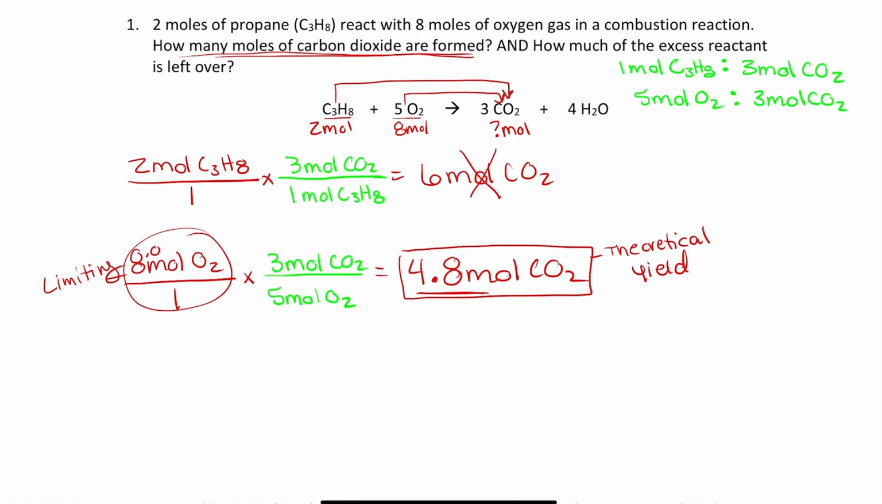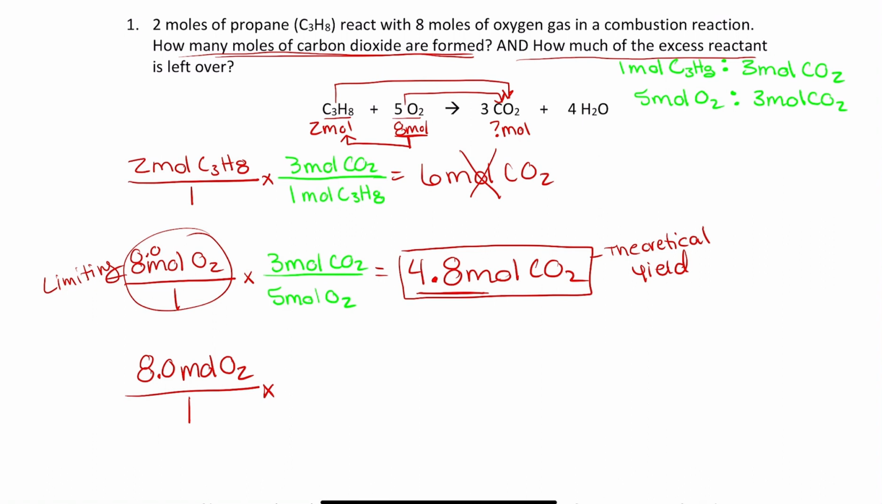Now, the second question says, and how much of the excess reactant is left over? In order to figure that out, I have to know how much of the propane was used up in this reaction. To calculate that, I have to do one more stoichiometric calculation. I'm going to start with the amount of my limiting reactant and calculate a new theoretical yield for my propane. This is going to tell me how much propane it takes to completely react with all 8 moles of oxygen. So I'm going to start with my 8 moles of oxygen, and we're going to say 8.0 moles of O2.